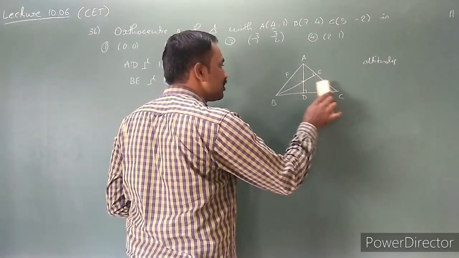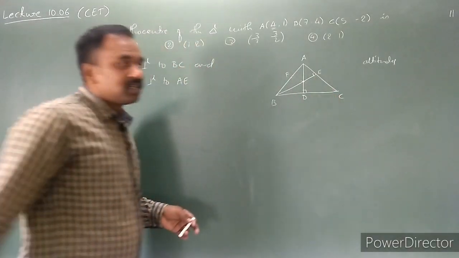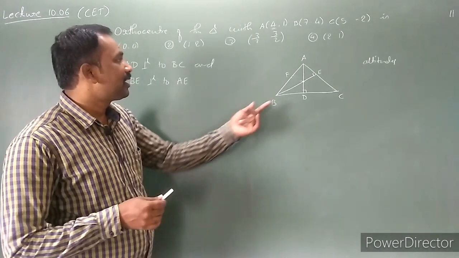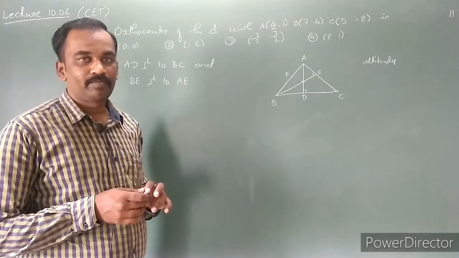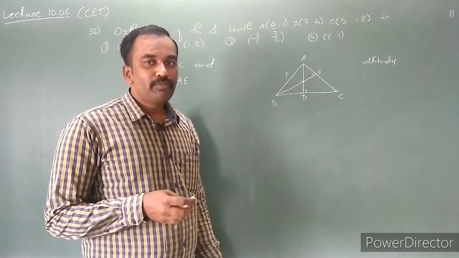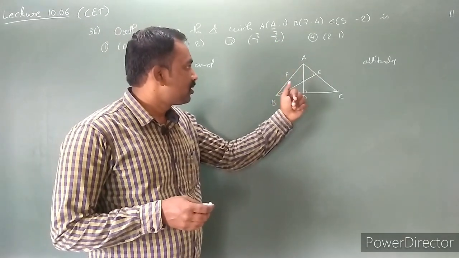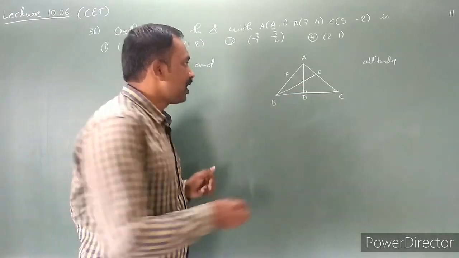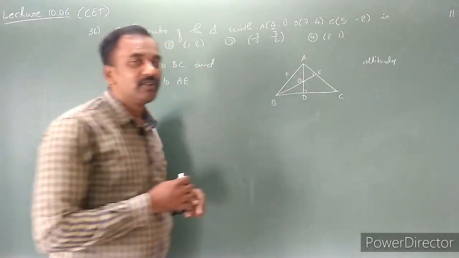At this moment I just don't need it. Now we can think about how to get the orthocenter of the triangle. Here AD is perpendicular to BC. We are required to find this point, the orthocenter. How can we find it?